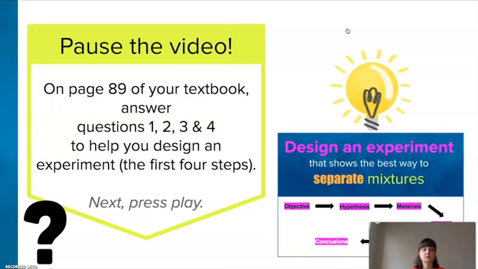You're going to write the objective of the experiment. You're going to write what your hypothesis is, what you think will happen. You're going to write the list of materials as well as the list of steps that you need to take, the method of your experiment. If you want to carry out your experiment, you can, but it's not a requirement. You just need to go up to that step of writing down the method. Once you've done that, you should press play to continue with the lesson.